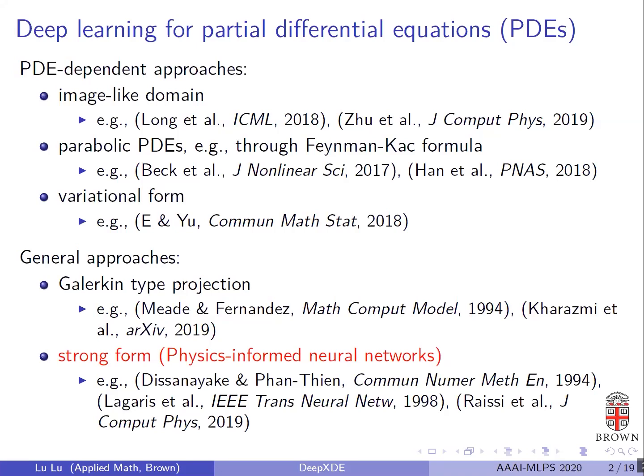For example, if we consider the domain of the PDE is like a square, an image-like domain, or if the PDE is parabolic, then we can use the Feynman-Kac formula to convert a high-dimension parabolic PDE into a stochastic PDE, or if the PDE has a corresponding variational energy form. So these approaches are specific to some PDE problem.